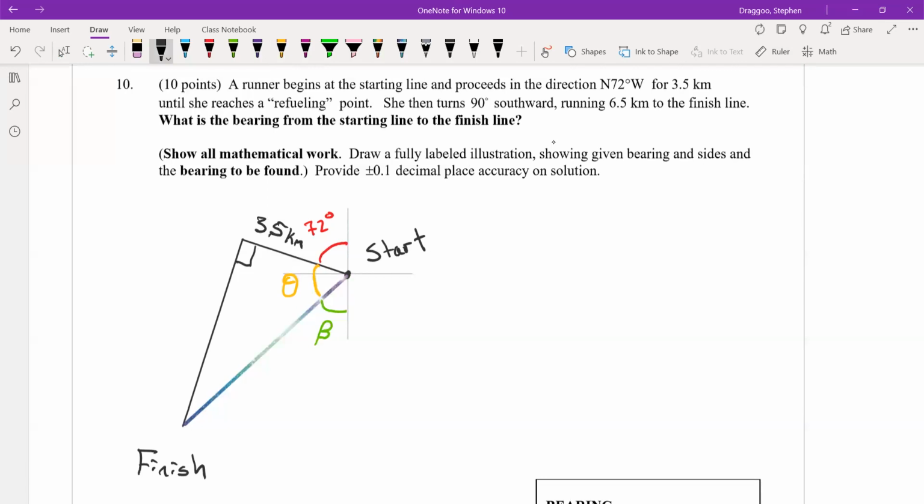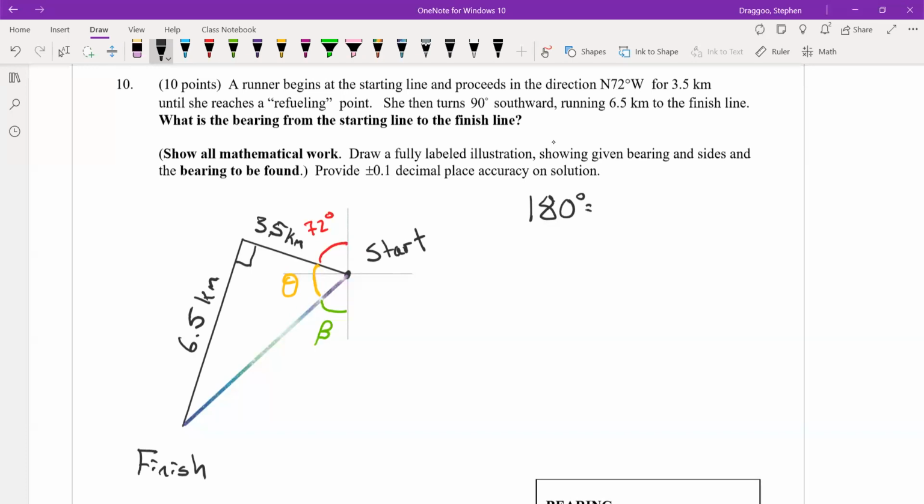3.5 kilometers should have been that distance, while 6.5 kilometers is that distance over there. And I want to find my green angle. So before I start working on the triangle, let's first talk about how I'm going to get that green angle.